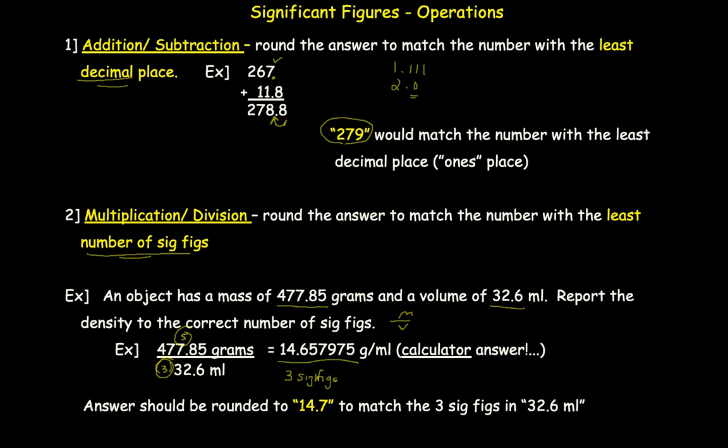Okay. So you're going to take this number and go all the way down here to that number, which is a 5. You're going to round that up to a 6 to a 7, and then you would report that number as 14.7, to match the 3 significant figures that are in 32.6. So that's really what you want to do. It's not a big deal.